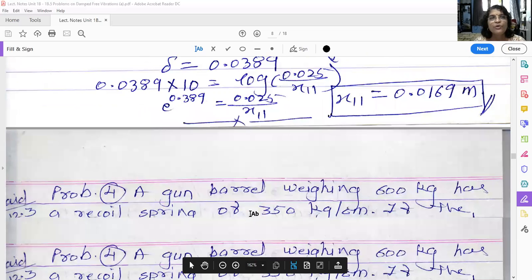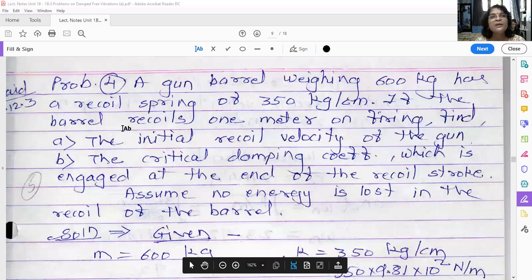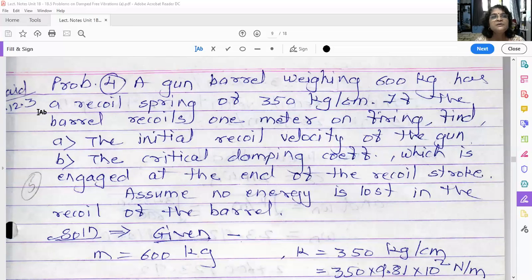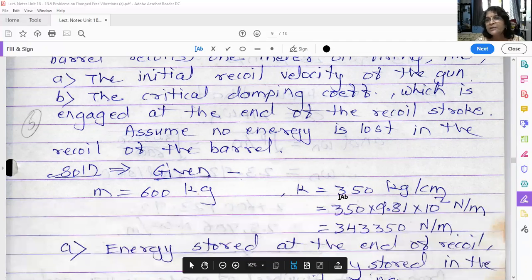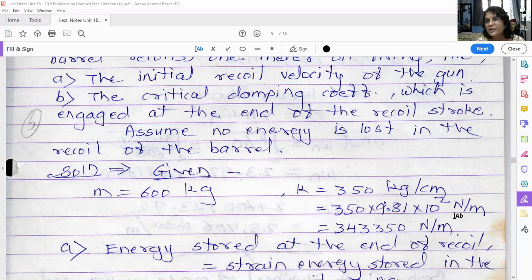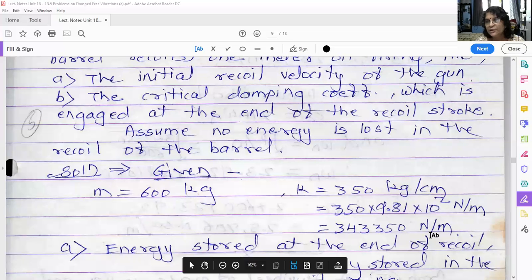Understood? Now let us move to the next problem. Okay, a gun, I have taken it from Haidari. A gun barrel weighing 600 kg has a recoil spring of 350 kg per centimeter. That means mass is given 600 kg and spring stiffness is given in kg per centimeter. That we have to convert it into Newton per meter. Okay, so here see, m is equal to 600 kg, k is equal to 350 into 9.81 into 10 raised to 2 Newton per meter. Okay, that means 343350 Newton per meter.